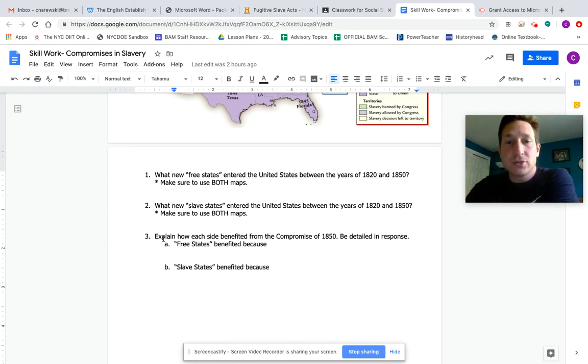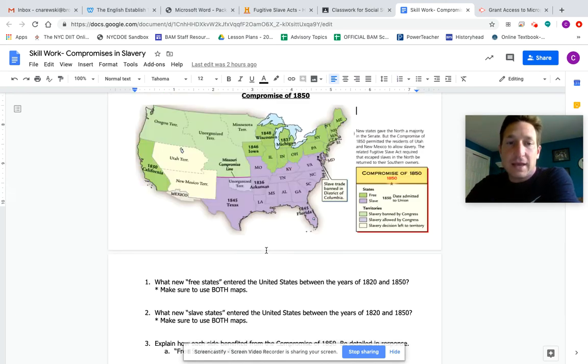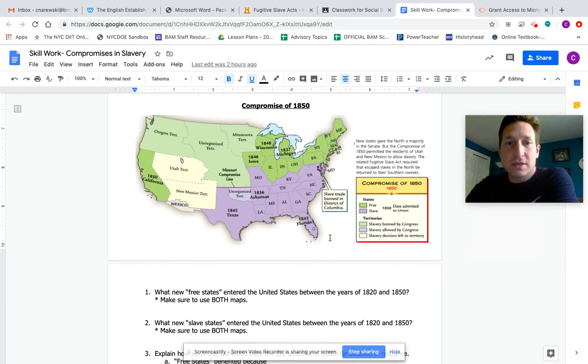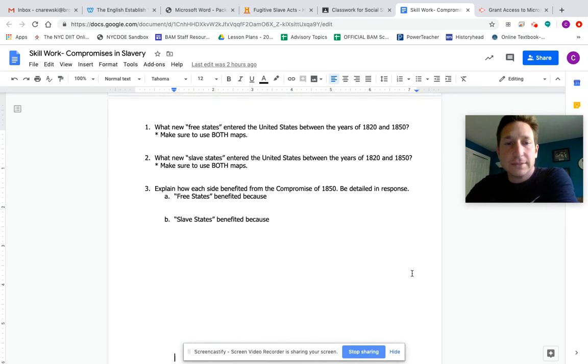And then I really want you to explain how each side benefited from the Compromise of 1850. If you're present tomorrow during our meet, I'm going to ask that same question. How did the free states benefit because of the Compromise of 1850? And how did the slave states benefit because of the Compromise of 1850? Really look at it and try to explain through writing. That's task 1. Let's scroll down. We have 2 more tasks.